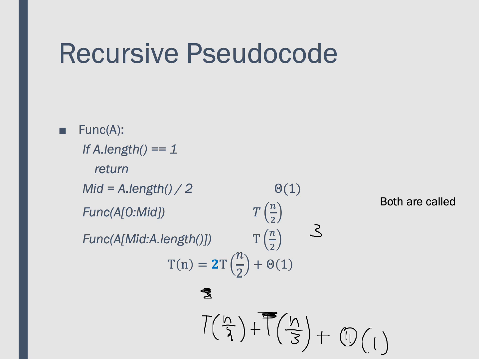This is the same one we had in the previous slide. In solving the recurrence, we can solve this using the recursion tree method or the master theorem. At the first level, the work done is 1.